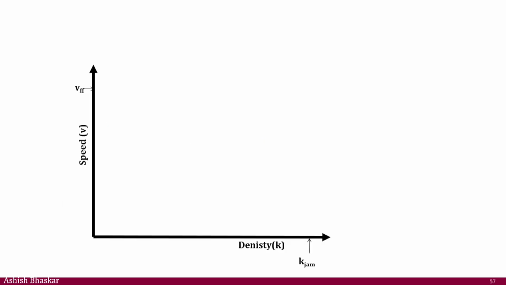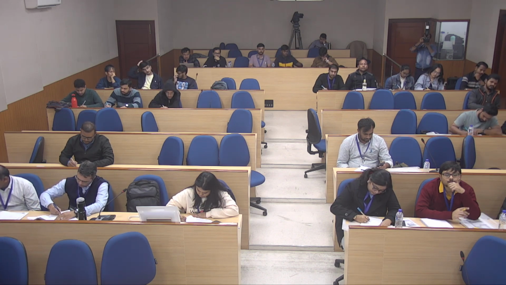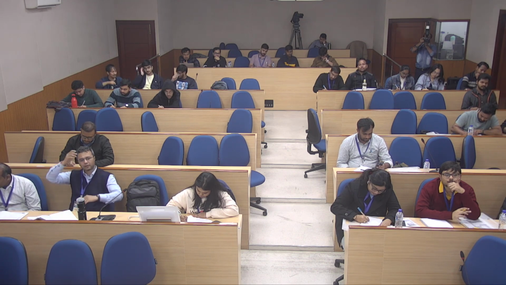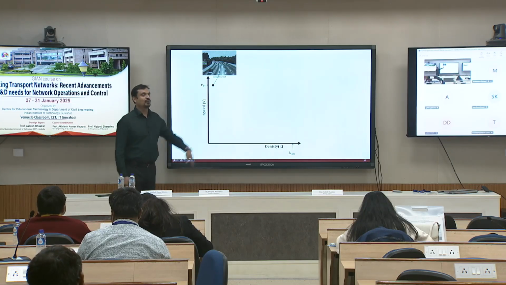Can you plot between speed and density now? Think of how the plot looks between speed and density. Asymptotic, yes. So when there's no traffic on the road, somewhere here you are at the free flow.